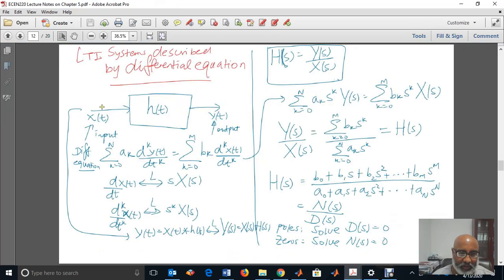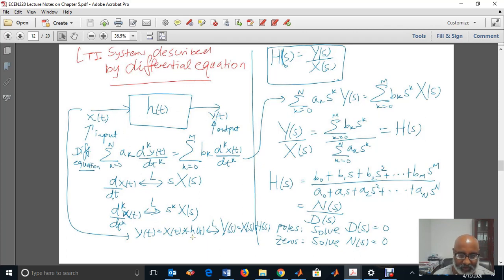So we have here this system h of t, the input is x of t and the output y of t, and this is the differential equation that we said earlier. Now, from the derivative property, the derivative of x of t is s times X of s, and that means the k-th derivative of x of t by dt^k will be s to the power of k times X of s. And from the relation between y of t and x of t, y of t is equal to x of t convolved with h of t.